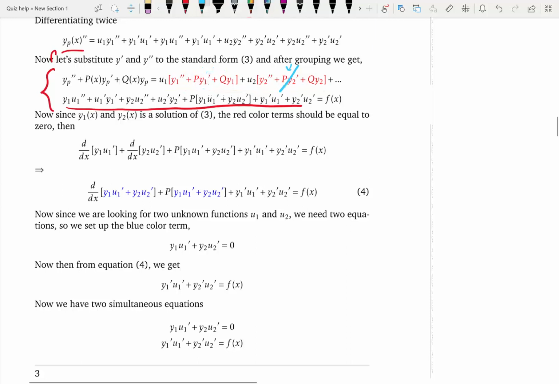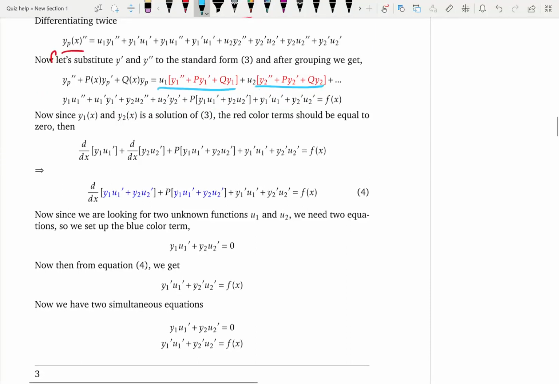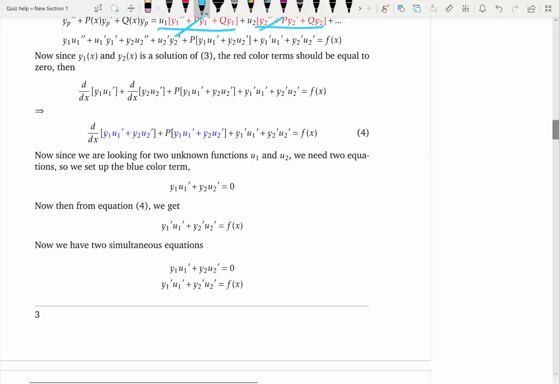Let's try to erase several things. These two terms will vanish, so let's not look at them. So we shrink our left hand side.